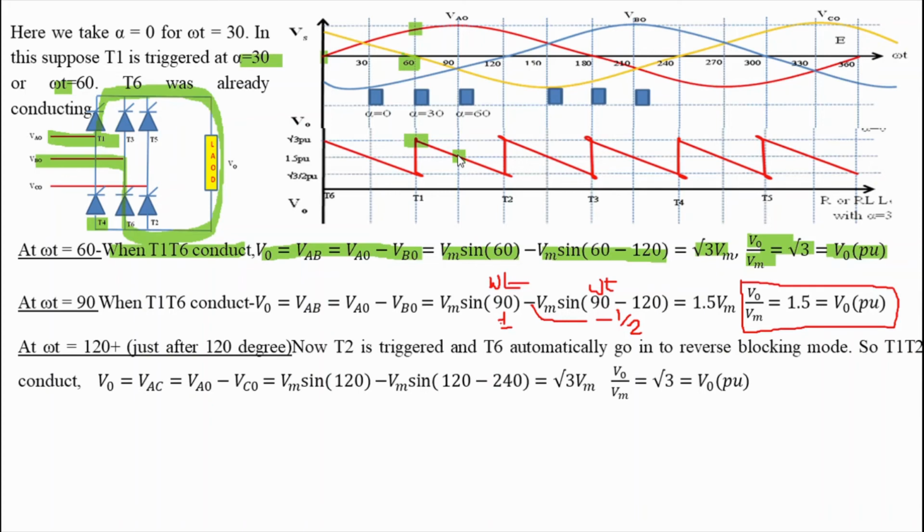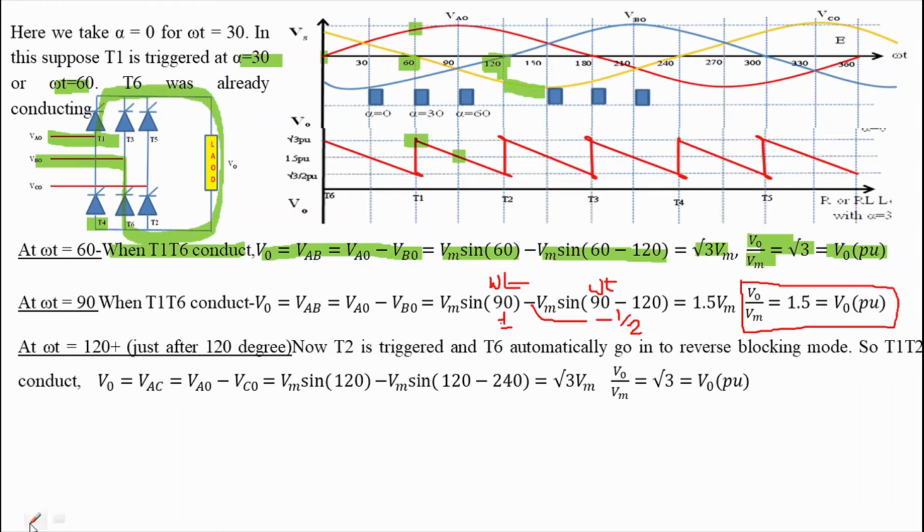Now we have to trigger one thyristor at omega t equal to 120 degree. See how? We can see that this yellow waveform, that is the waveform of Vc0, crosses 0 at omega t equal to 60 degree. So for alpha equal to 30, it means omega t equal to 60. We have to trigger the next thyristor 60 degree after this zero crossing. So 60 degree after omega t equal to 60 is 60 plus 60, 120 degree. So now it is time to trigger the next thyristor, and we can see that after omega t equal to 120 degree, this yellow waveform is the most negative waveform.